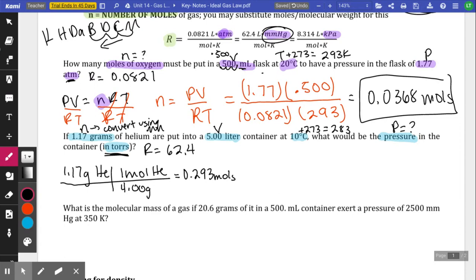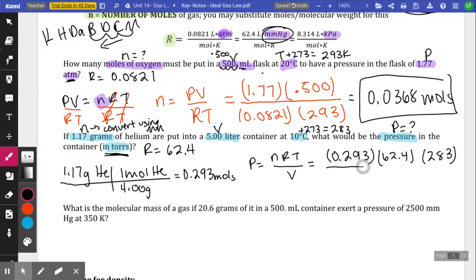Just for the sake of space, I'm going to manipulate my equation in my head. So sorry, guys. But we have PV equals nRT. I want pressure all by itself, so I'm going to divide both sides by volume. So I end up with P equals number of moles times our ideal gas constant times temperature, divided by volume. We'll just plug everything in. My number of moles is 0.293 times my ideal gas constant, which is 62.4, times my temperature, which is 283, all divided by my volume, which is 5.